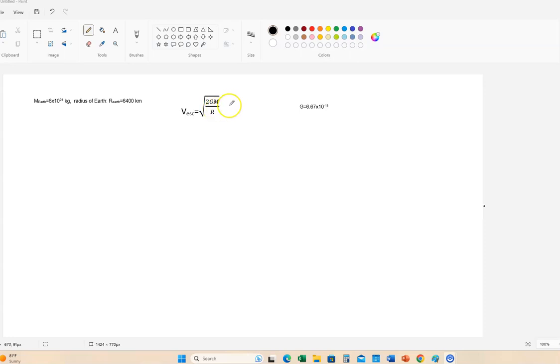Let's take, we're given some values for Earth. There's the mass of Earth. So M has to be in kilograms, and r has to be in meters. Notice r here is given to us in kilometers, which is often the case.